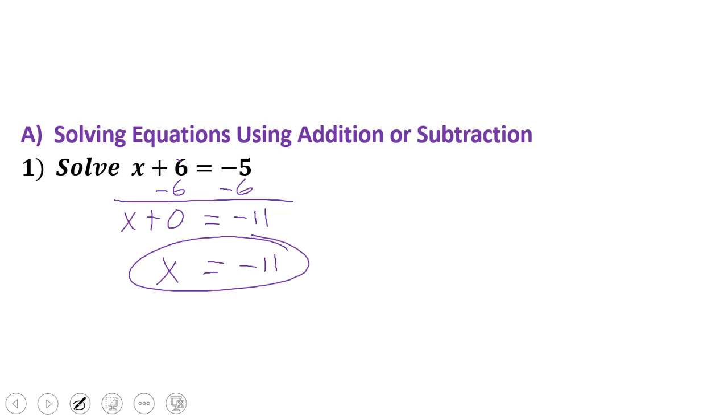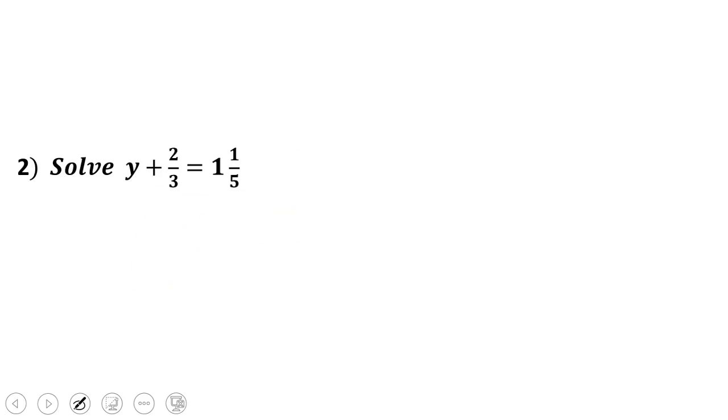And we're done. Okay? It's a lot to think about. You don't have to think about it once you understand it. Again, y plus 2/3 is equal to 1 and 1/5. Okay, I need to isolate y. I need to get it all by itself.